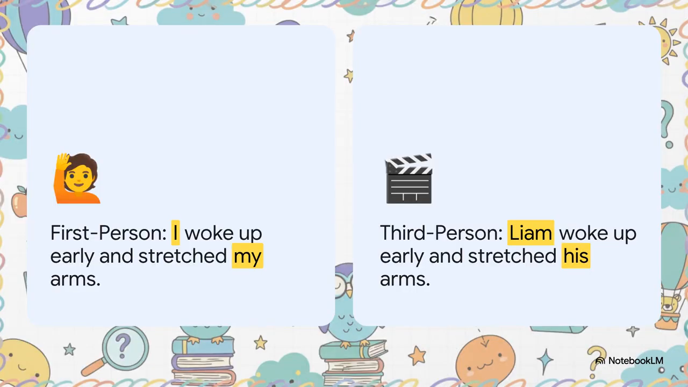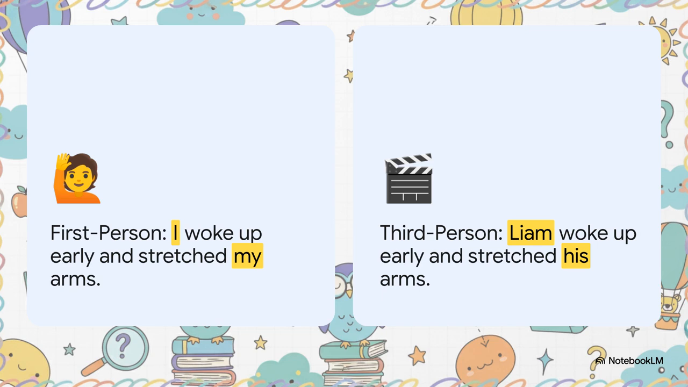Okay, so let's check out the two main ways a story can be told. If a character in the story is holding the camera and talking, you'll hear words like "I" or "my," like "I woke up early." That's called first person. It feels like you're right there, inside their head. But if some narrator who's not in the story is holding the camera, you'll see names like Liam or words like "he," like "Liam woke up early." That's called third person. It's kind of like you're watching a movie about them.